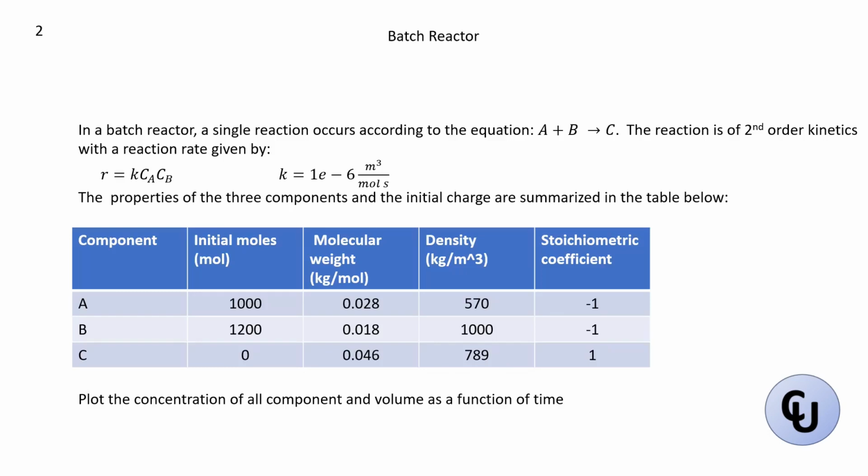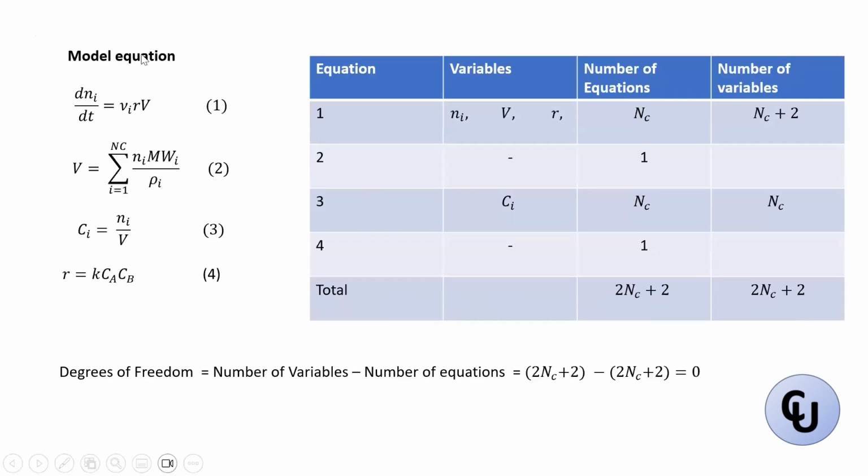First, we're given the model equations. We have the mole balance, the volume equation, the concentration equation, and the rate equation. So we have 4 equations. We need to first do a degree of freedom analysis to see if we need some specifications before we can solve it. For the first equation, we need to count how many variables.